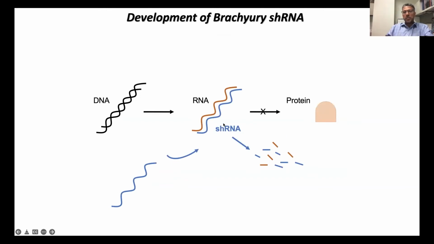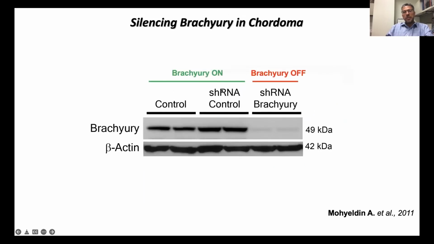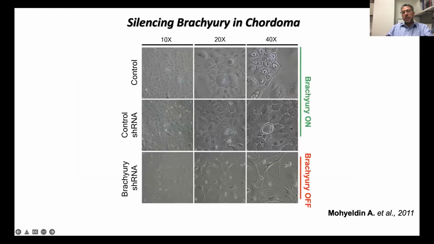And so we used shRNA as well as CRISPR technology to silence the protein. And you can see here from this Western blot, we had the Brachyury protein with a control vector, and this is with Brachyury silenced. We can completely turn off the protein. And look at what happens dramatically when you do that.